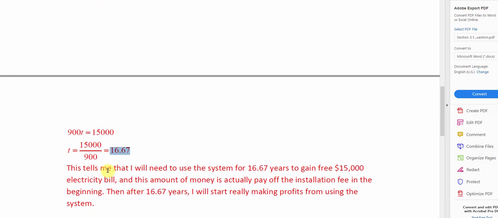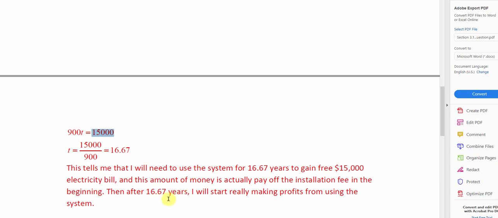T is 16.67. So this tells me that I will need to use the system for 16.67 years to gain back the $15,000 in free electricity, and after that, I will start really making profits from using the system. Because don't forget that we have to pay something in the beginning to build the system, and that was 15K.